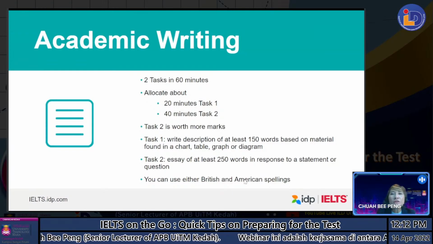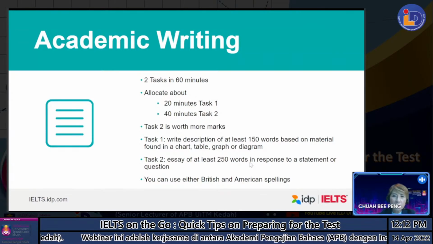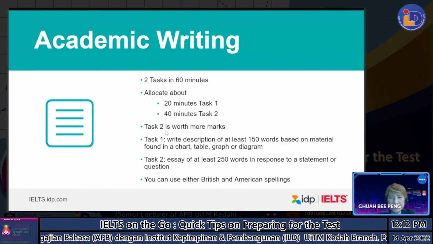So for writing, there are 2 tasks in 60 minutes. This is another monster. Task 1, 20 minutes. You have to finish it within 20 minutes, ideally. What I always tell my workshop participants is I'll give you only 5 more minutes, so either 20 or 25. If you can keep to 20 is the best. Never 30. You know why?